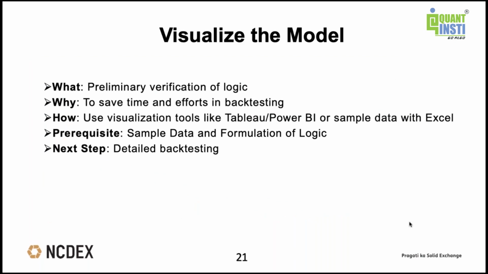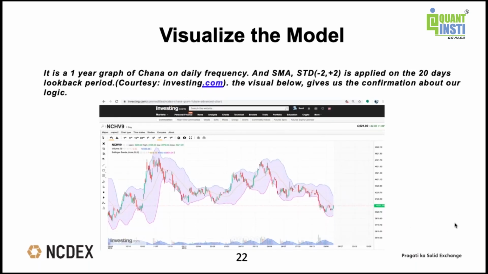As we discussed, the first way of verification of the trading idea would be visualizing the model. We can visualize the model in different ways, but in this particular example, we are using investing.com. We have drawn the same indicator on the commodity chana. There are various levels you will be able to see: a lower level, an upper level, and the mean across the price, which is a candlestick pattern.